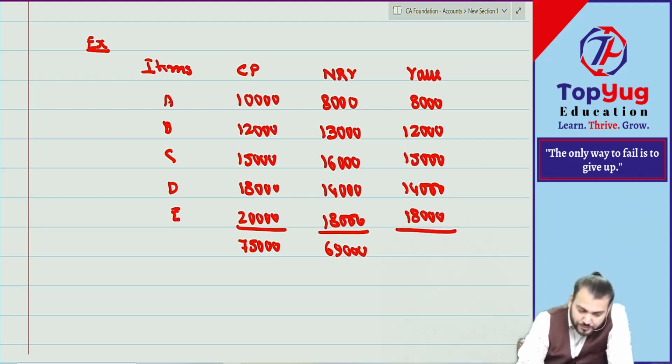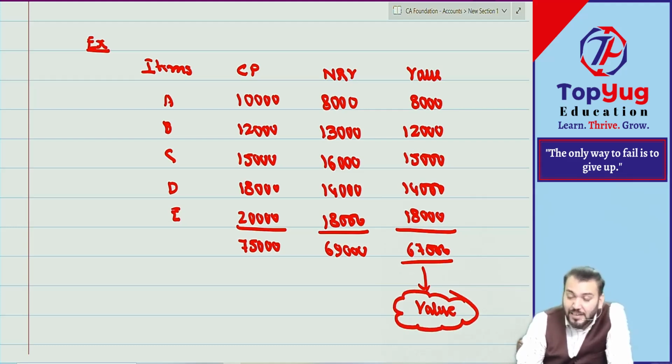What is the total? 67,000. So this is the answer. This is the value. Understood? So comparison is done on an item by item basis. Understood? They normally ask this type of question. It is also very easy. Correct? If they ask, we'll be able to do it.